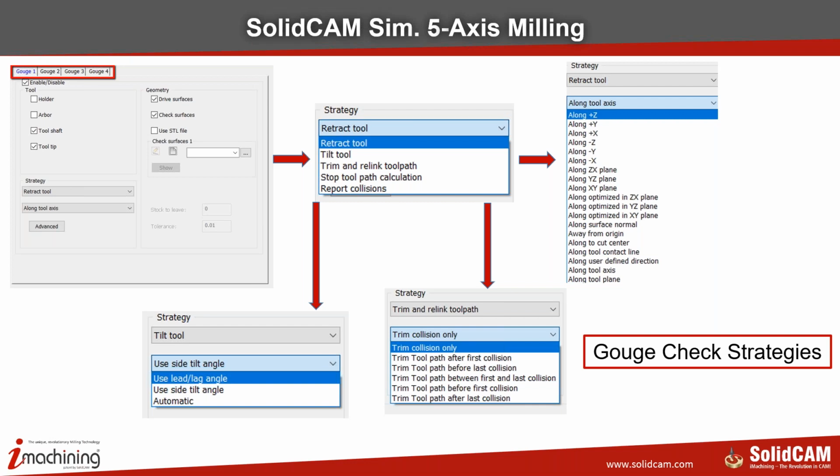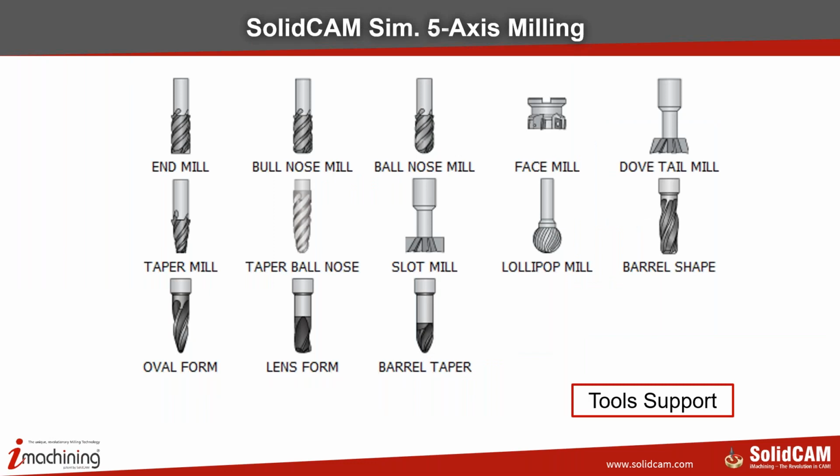Like I said, generic 5-axis is very vast. So is the support of the tools that we have in generic 5-axis. We have end mills support, we support bullnose, ball nose, face mills, dovetail mills, taper mills, flat taper mills, taper ball nose, slot mills, lollipop, and we also support the new generation tools, which are barrels, oval form, lens form, and taper barrel toolpath, or the taper form toolpath tools that we have.